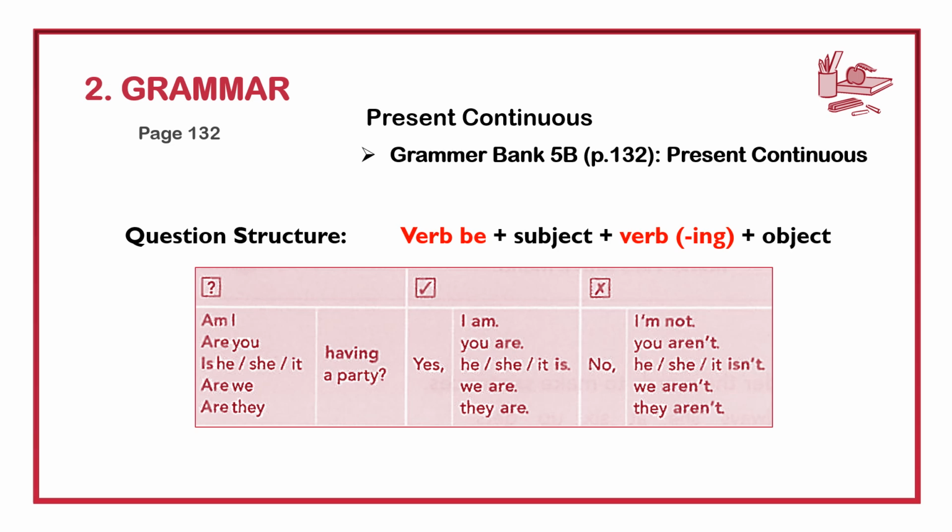And then when you want to make short answers, you just need the to be verb. Yes, I am. Yes, you are. Yes, he is. Yes, she is. Yes, it is. Yes, we are. Yes, they are. Or, no, I'm not. No, you're not. No, he isn't. No, she isn't. No, it isn't. No, we aren't. No, they aren't.